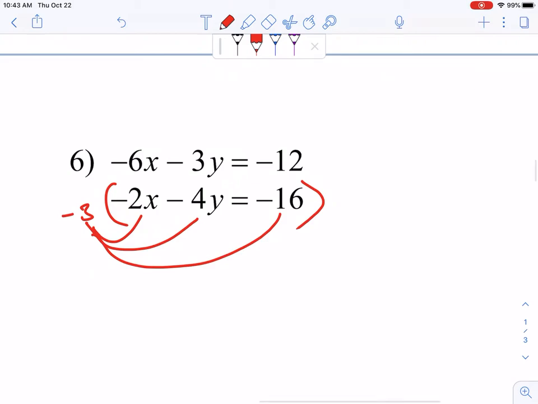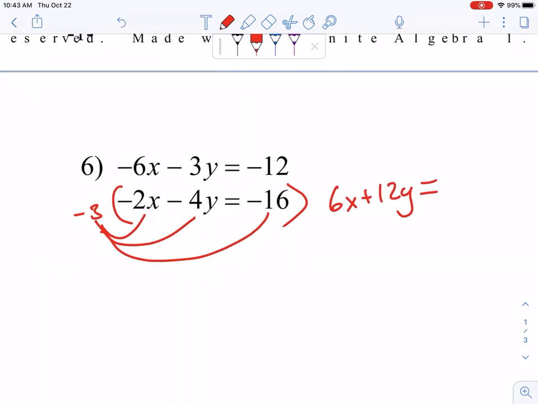We're going to multiply negative 3 to negative 2x to get positive 6x. Negative 3 times negative 4y will give me positive 12y. And negative 3 times negative 16, signs are the same, so we're going to get positive 48. For my top equation, nothing needs to change. So I have negative 6x minus 3y equals negative 12.